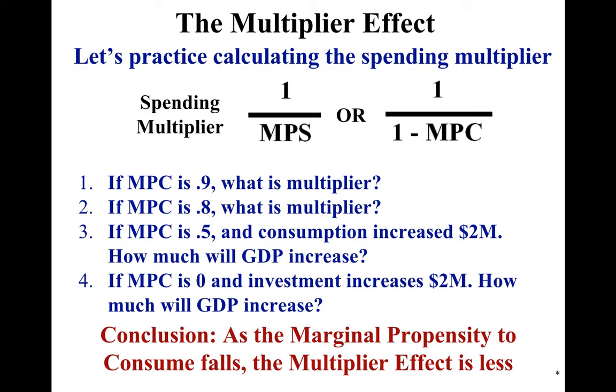What if the MPC is 0? People save all of it. If people save all of it, then the multiplier is going to be 1. So when they increase investment by 2 million, that's the only increase we're going to have. 2 million times 1 equals a $2 million increase. Notice that as the marginal propensity to consume falls, the multiplier effect is less, which should make sense. As people consume less, the multiplier is less.